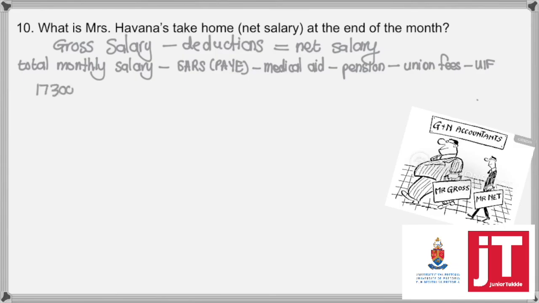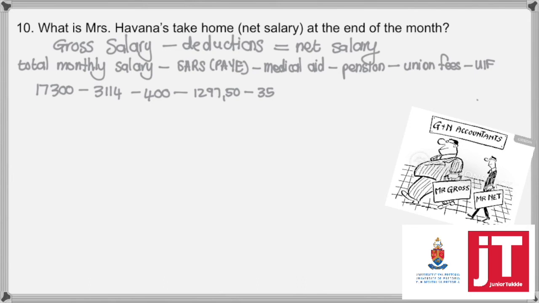So her monthly total salary is 17,300. Her tax is 3,114. Her medical aid contribution is 400. Her pension fund is 1,297.50. They tell us she pays union fees of 35 Rand.